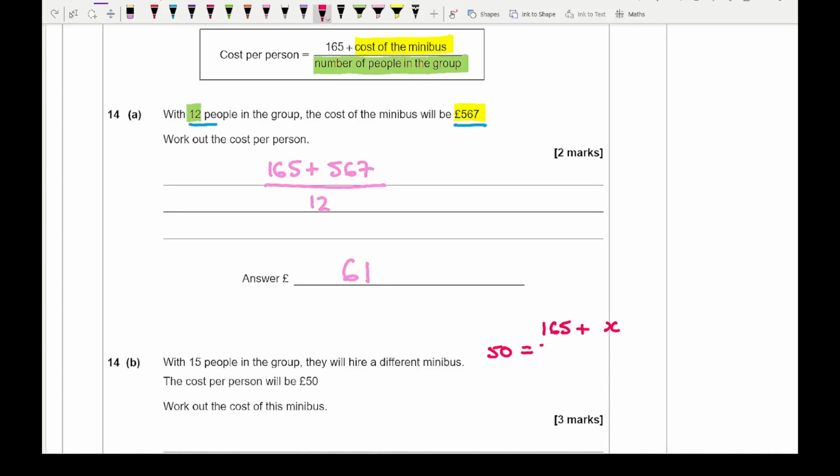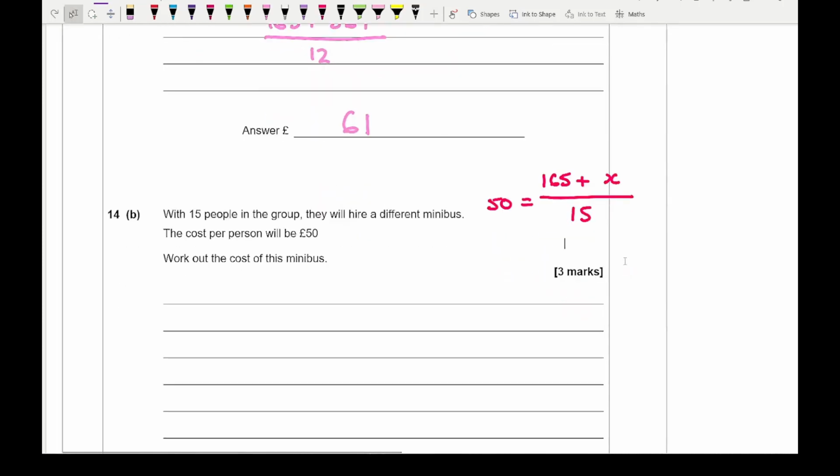So I'm just going to call that x. And we know that the number of people is 15. So what we need to do is work this out as a linear equation. So the first thing I'm going to do is do 50 multiplied by 15, and that's going to equal 165 plus x, which is what we don't know. Now 50 times 15 is 750.